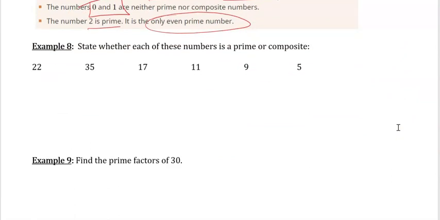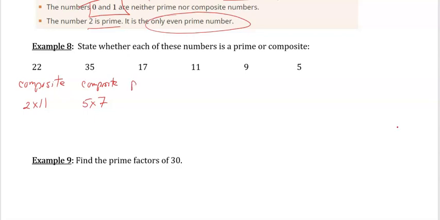Okay, so state whether each of these numbers is prime or composite. I'm telling you that 22 is composite, and I know that because, of course, 1 times 22, but also 2 times 11. If I have any other factors, that's going to be composite. 35 is also composite because I know that beyond 1 and 35, I can at least think of 5 times 7. So if there's anything other than 1 and the number, it's composite.